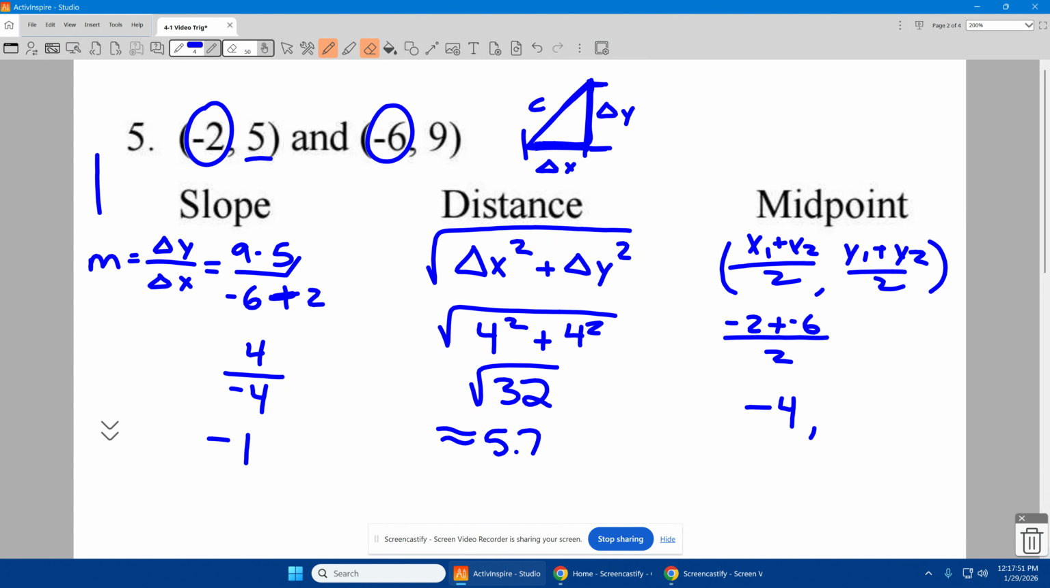The middle of my Y's, 5 and 9. I can see it's 7, but let's see, 5 plus 9 divided by 2. That's 14 divided by 2. Yes, it is 7, which I can see 7 is in the middle of 5 and 9, so it makes sense. So there's our midpoint for those 2 points.